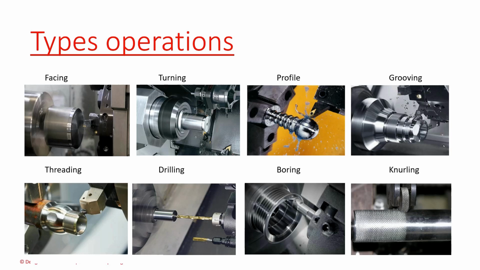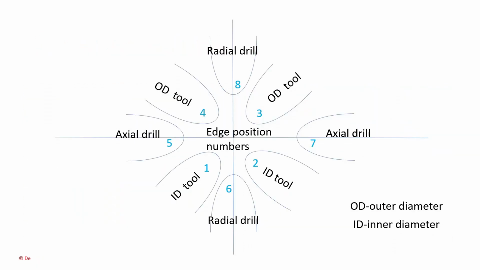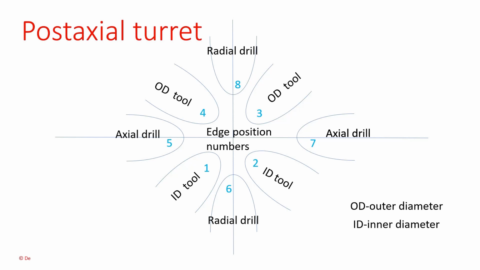Next, we will discuss tool types and edge position numbers. These are the edge position numbers based on the tool turret position. Of these numbers, 3 and 4 are the OD turning edge numbers. Next, 1 and 2 are the ID turning edge numbers. For mostly turning and grooving operations, we use these edges. 5 and 7 are the axial tool edge numbers. Next, 6 and 8 are the radial tool edge numbers. For mostly drilling operations, we use these edges.